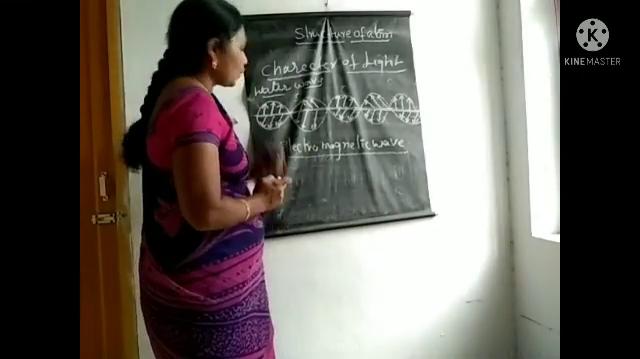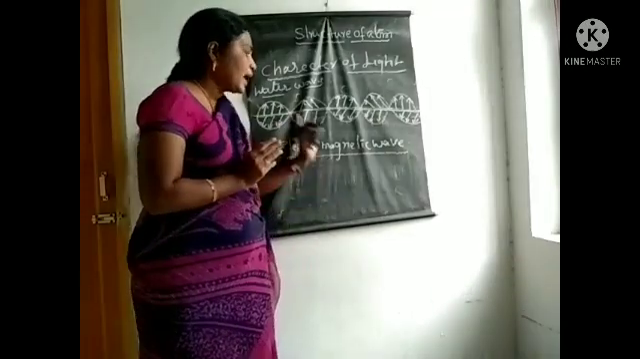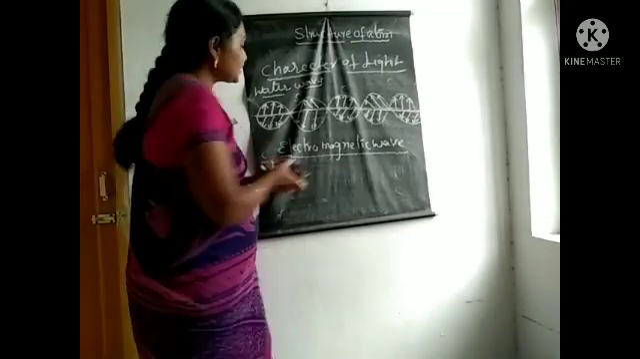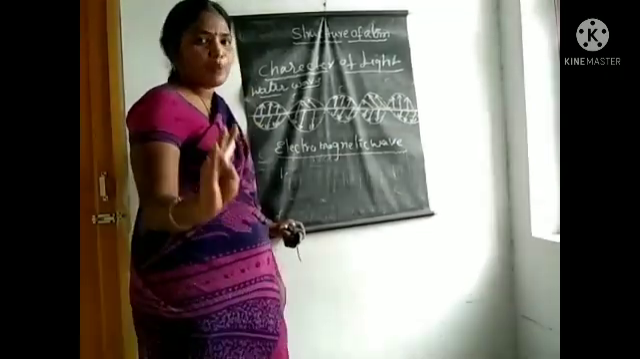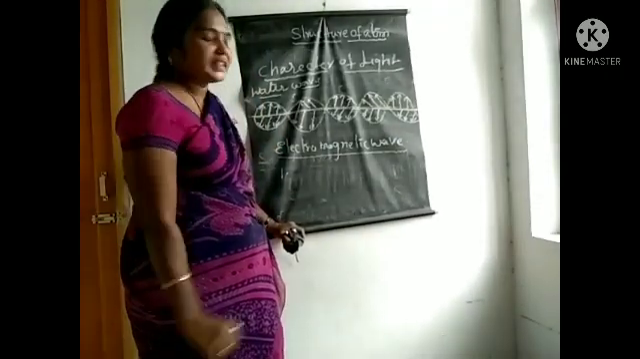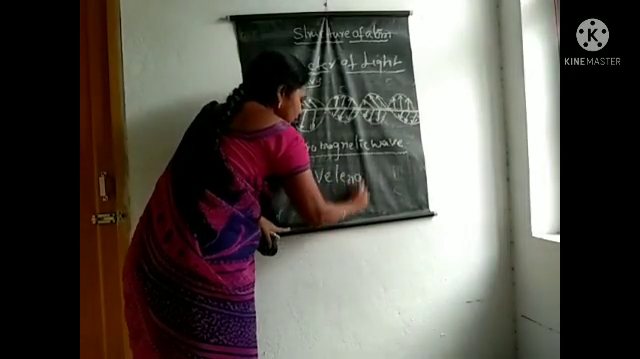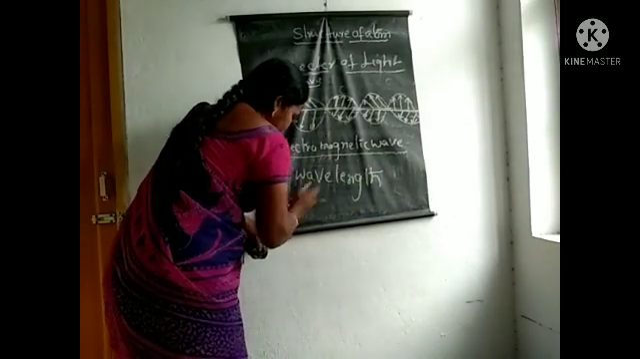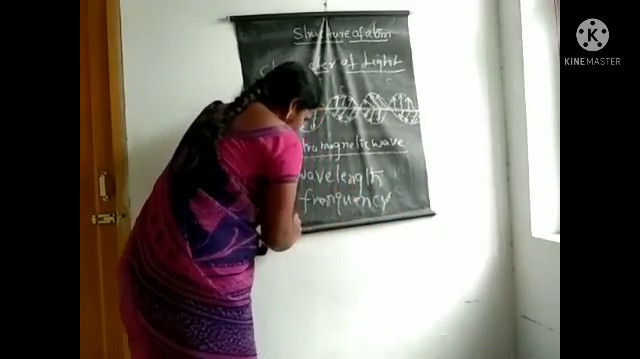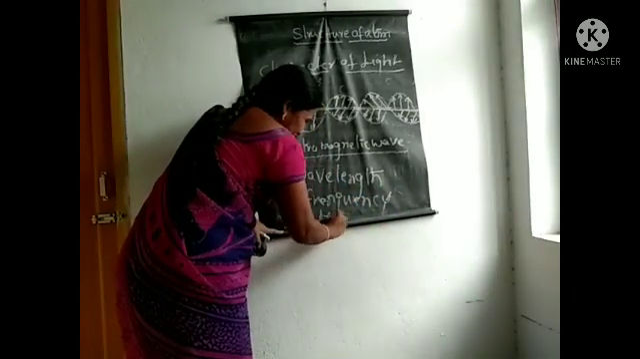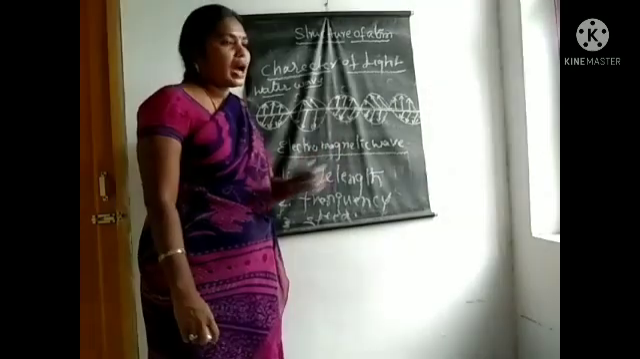Okay, longitudinal waves and transverse waves both need a medium to travel, but electromagnetic waves do not. The characteristics of an electromagnetic wave depend upon three factors: wavelength, frequency, and speed. These are the characteristics of an electromagnetic wave.